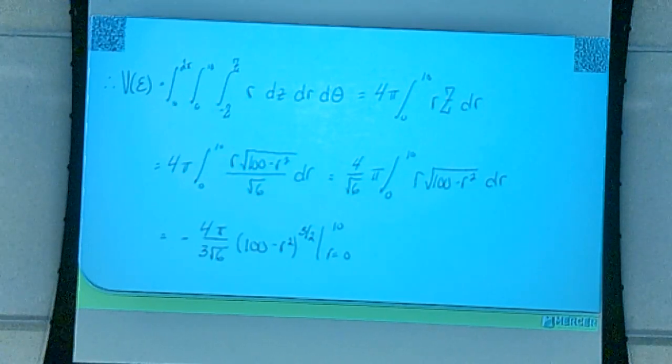And 100 minus r squared to the 3 halves from 0 to 10. At 10, you get 0. At 0, you get 100 to the 3 halves. 100 to the 3 halves is what?